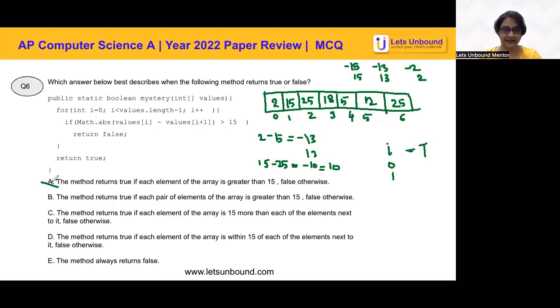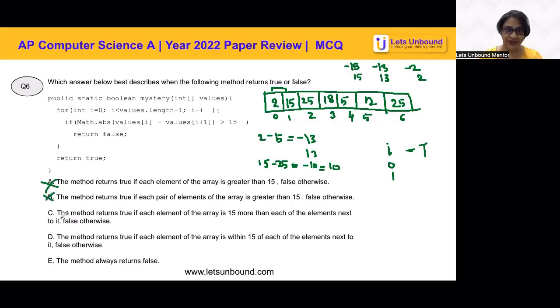Let us now look into option B. The method returns true if each pair of the elements of the array is greater than 15. So here we have the pair. Is it greater than 15? No, it's not. But still this array is returning us true. So we will cross this option, and the next option comes out to be C.